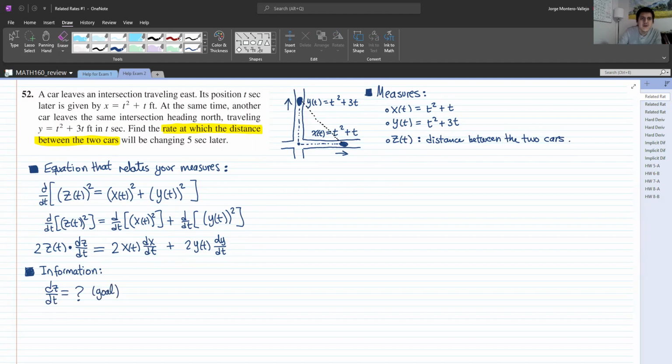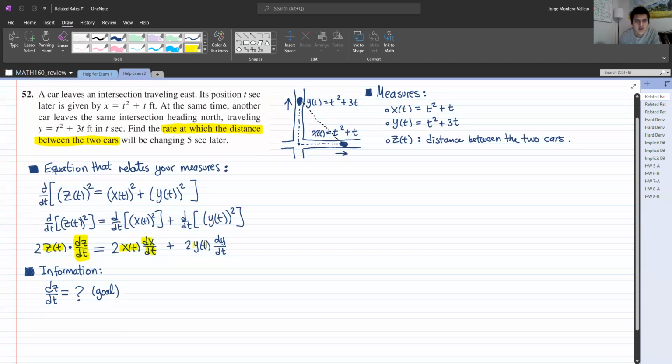But dz/dt is just one thing in our equation, right? In order to find out what dz/dt is, we need to find out what this is, and this is, and what that is, right? So almost everything is missing. So what do we do then? Well, the last sentence says, find the rate at which the distance between the two cars will be changing 5 seconds later. That's the key part there, right?